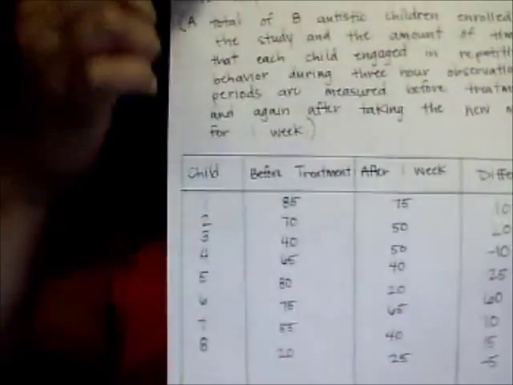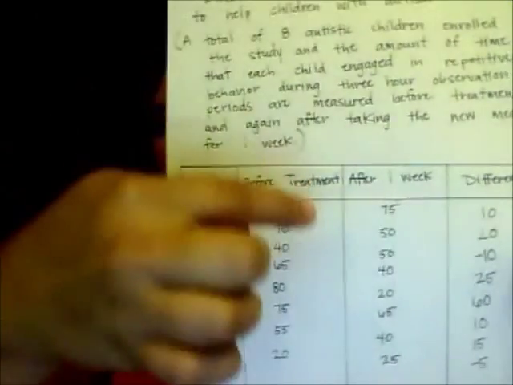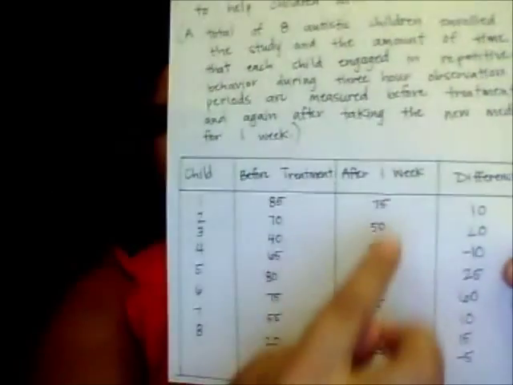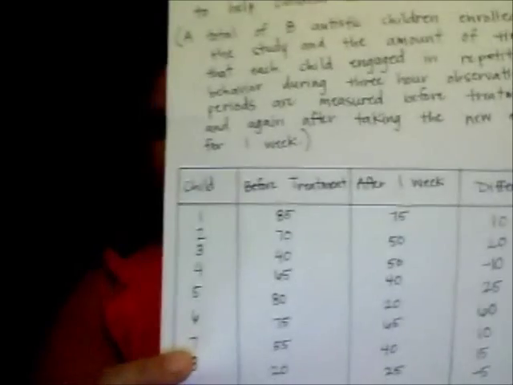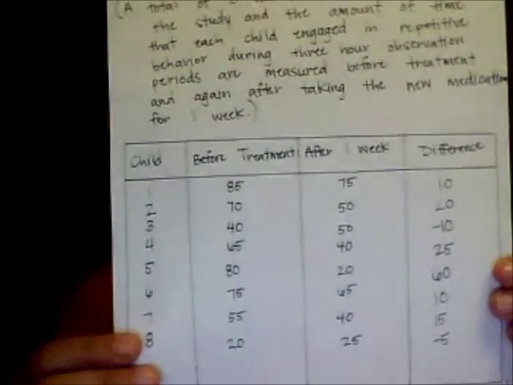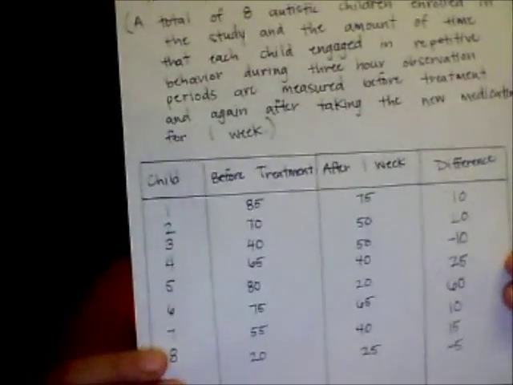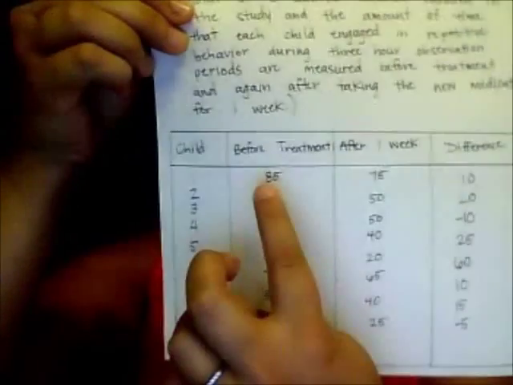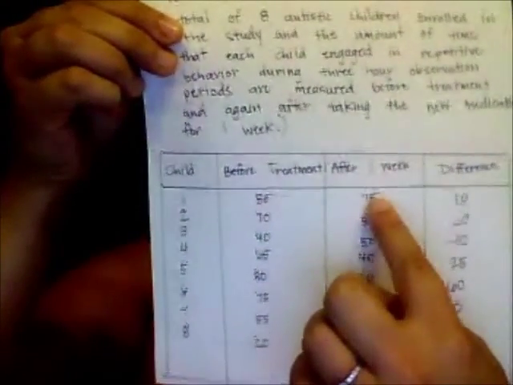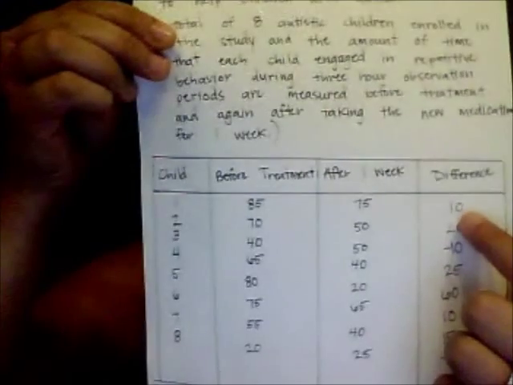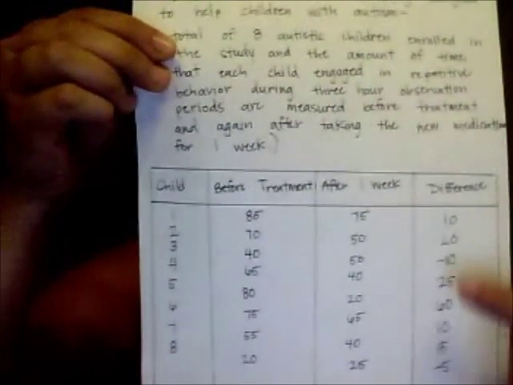We notice that over here in the first column we've got our children's before treatment data, and then after 1 week of treatment data. The first thing that we have to do is find the differences in the scores. So I've already done that for us here. Child number 1 has 85 occurrences before, and after 1 week of medication, 75, so the difference we have is 10. I went ahead and did that for each child.